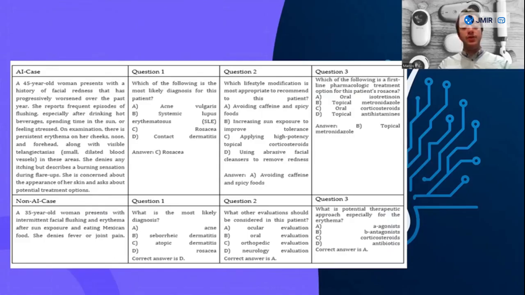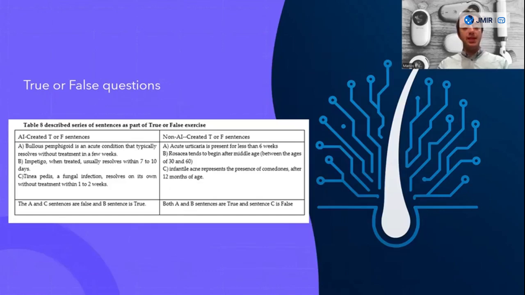Okay, let's move on. Another pair of cases. Also, I want to point out that question 3, again, asks about the topical treatment of rosacea being metronidazole, which is also reported in our previous example of USMLE Step 2, meaning that there is a repeatability of question creation in the AI case. Also here we can see another type of exercise, being true or false questions.